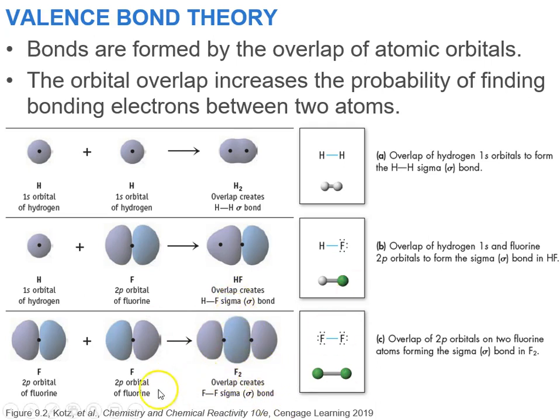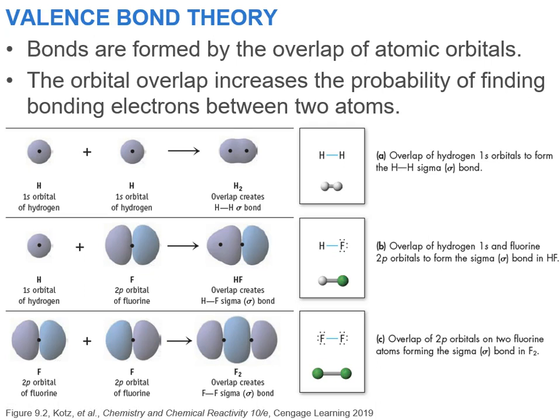So the overlap is in these two p orbitals, one from each fluorine, and one of those two p orbitals only has one electron. So each of the fluorines contributes one electron to that 2p, and now we have a bond, and that's the overlap. So that's another type of sigma bond. So these are sigma bonds, single bonds.